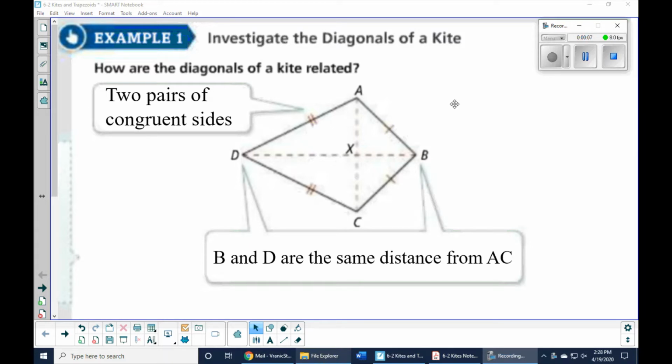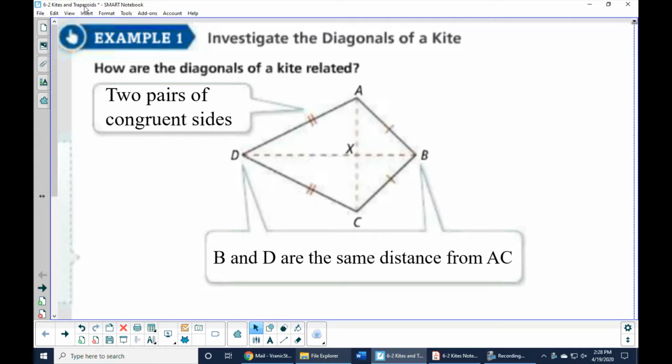So we are going to get started with section 6.2, which covers kites and trapezoids. Okay, so we're going to start off with everybody's favorite summertime activity, and that is a kite. Believe it or not, that is actually the name of a geometric shape.